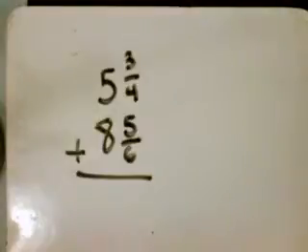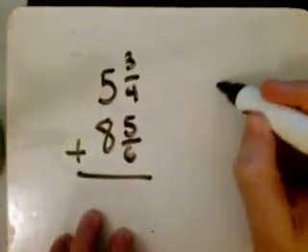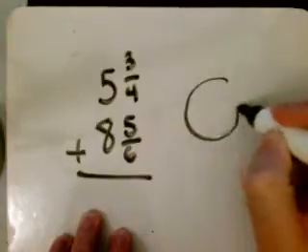Okay. So hopefully you tried it. So whenever you're adding mixed numbers, what you have to do first is add the fractions together. And what that means is you have to find the LCD. So let's first find the LCD. And what we can do is this little trick.